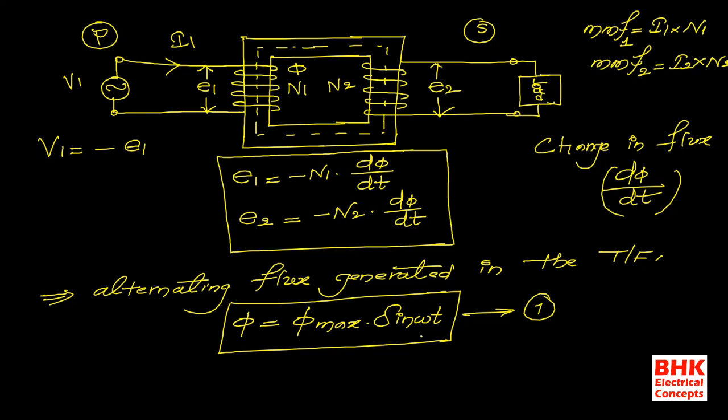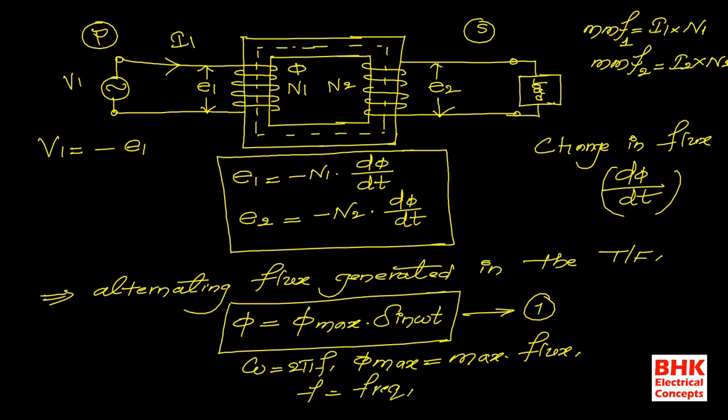Now here omega means 2 into pi into f, and phi max represents the maximum flux, which has a unit of Webers. Here omega is equal to 2 pi f, where f is the frequency, which is always measured in hertz. Up to this point is clear.